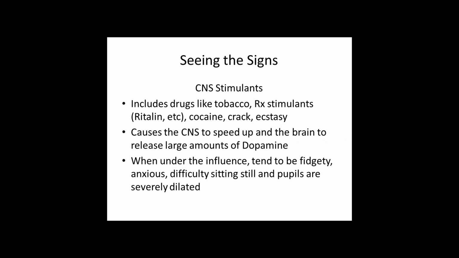And in general, what central nervous system stimulants tend to do is they speed up the central nervous system. That includes your autonomic functions, like your heart rate and your breathing. They tend to increase in frequency. It also stimulates the brain to release large amounts of dopamine, and this is what causes the high. The more powerful the stimulant, the greater the release of dopamine into the brain.